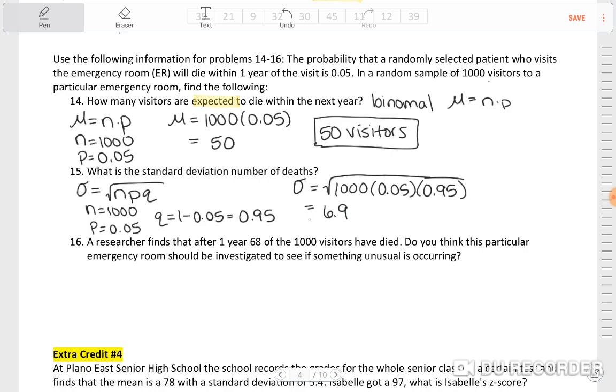You will round to 1 decimal place because that's what you always do, one more than what your data set is. So if our data set is whole numbers, because we're talking about people, you will round your mean and standard deviation to 1 decimal place. Okay. You will have questions exactly like these 3 as well.